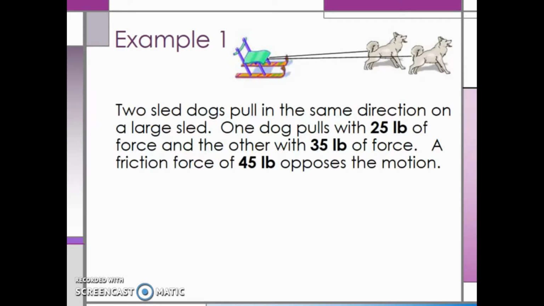In the last video, we discussed Newton's third law of motion and net force in one dimension. Now, let's take a look at a couple of examples where we have to calculate the net force in one dimension. We have two sled dogs pulling in the same direction on a large sled.